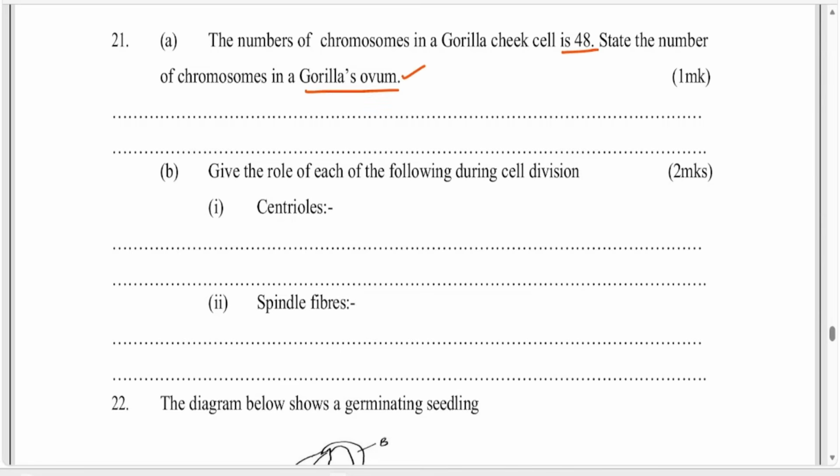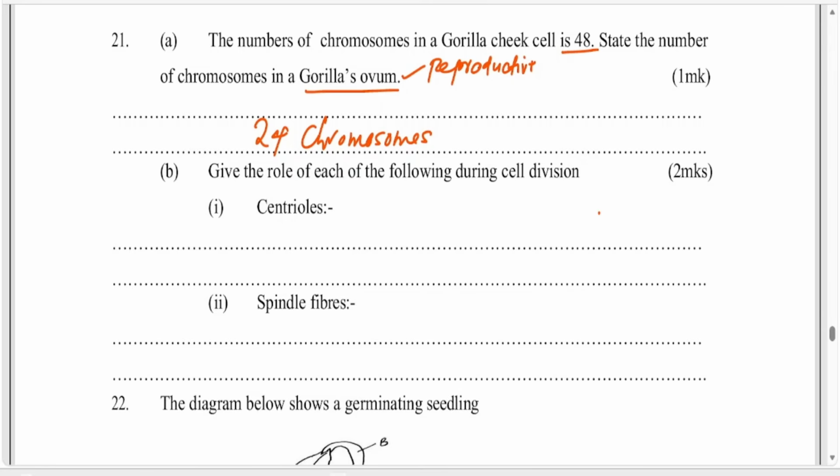Gorilla ovum, this is a reproductive cell. Therefore, it should be half the number of the chromosomes in the somatic cell. Therefore, the number of chromosomes is supposed to be 24 chromosomes. This is because a reproductive cell is haploid while a somatic cell is always diploid in nature. Part B of this question, state the role of each of the following during cell division.